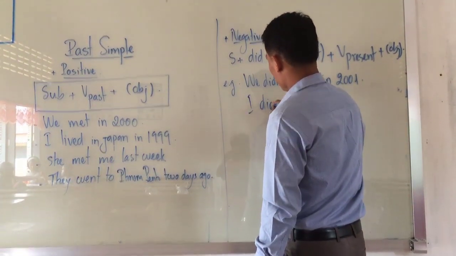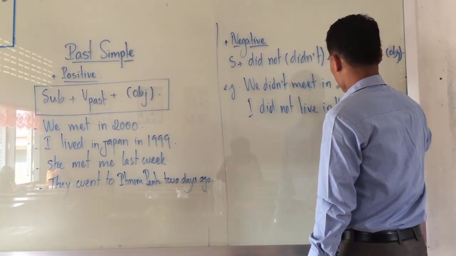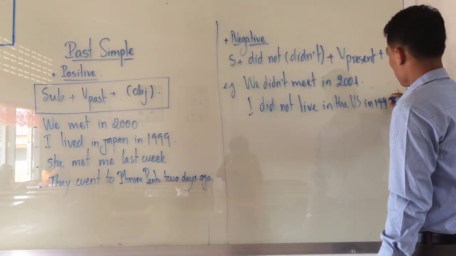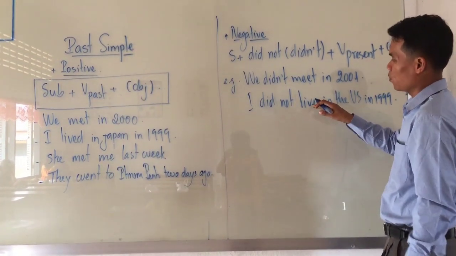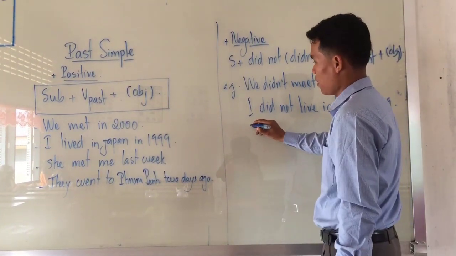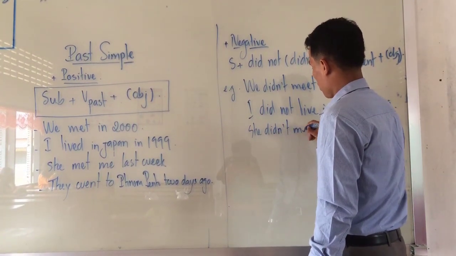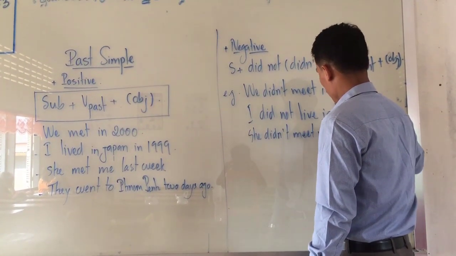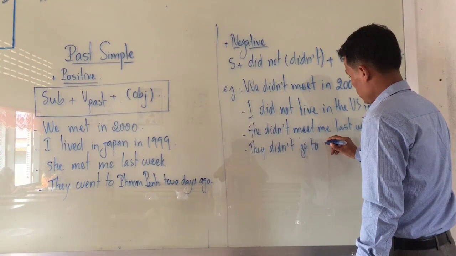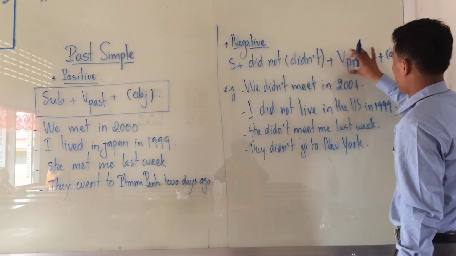I did not live in the US in 1999. Live here has no d because we use negative. She didn't meet, not met, me last week. They didn't go to New York. Negative: did not or didn't plus verb present.